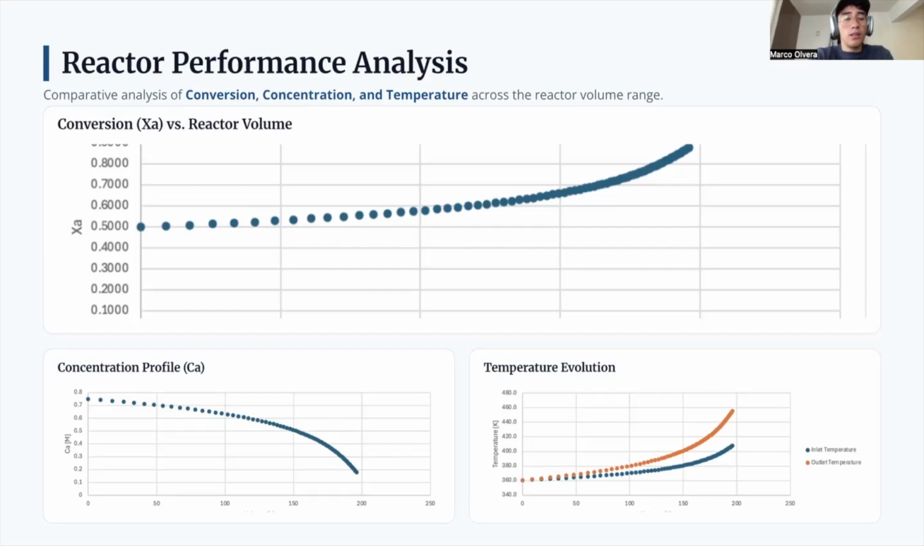Then the concentration profile, it is logical to have less concentration because it is reacting, as we saw in the first graph. And then the temperature evolution. This is the temperature profile, and this is also really interesting because we can see the difference between the inlet and the outlet temperatures. This means that the temperature is changing all through the PFR, as we consider it adiabatic, and we see that it increases as the volume also increases.